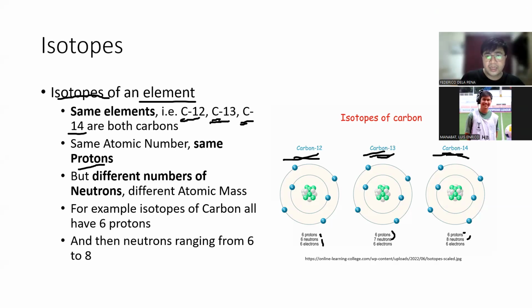So again, isotopes are like the variants of an element. They have the same atomic number or the same number of protons, but they have different atomic masses or atomic weights. And isotopes are usually formed through radioactive processes. But for now, let's talk about the naming of isotopes.